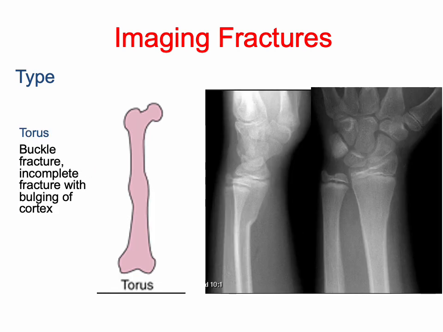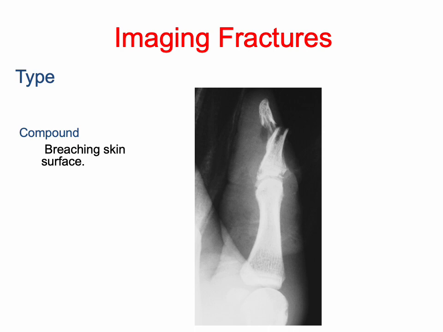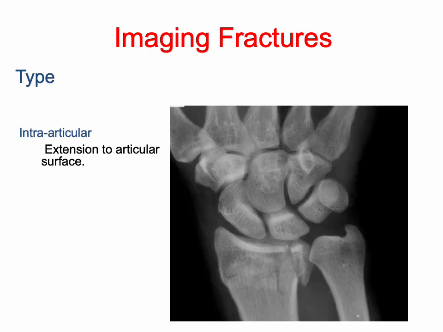A buckle fracture, where we have bulging of the cortex, where we don't see a complete cortical break. And a greenstick fracture, where it's another incomplete fracture, where you have fracture of one cortex and bending of the other cortex. A compound fracture, or an open fracture, is a fracture that breaches skin. An intra-articular fracture is a fracture that extends to the articular surface of the bone, so this is a distal radial fracture with intra-articular extension.